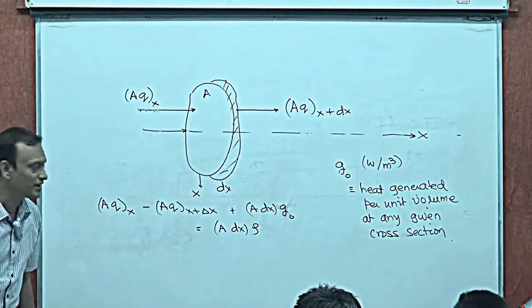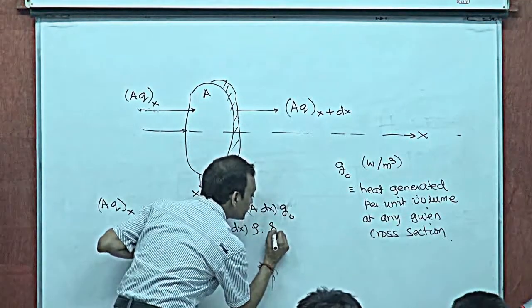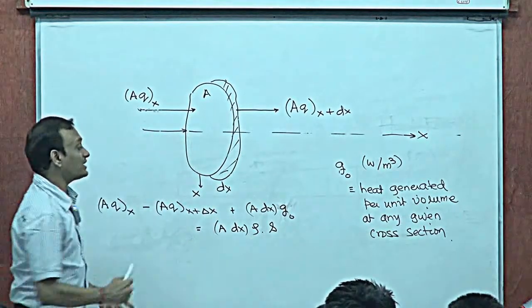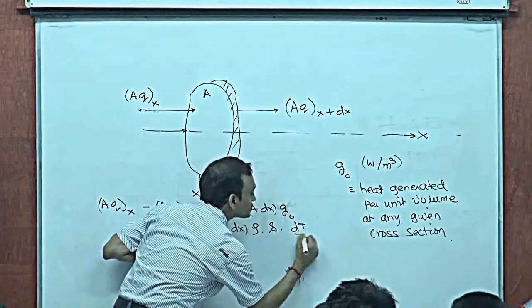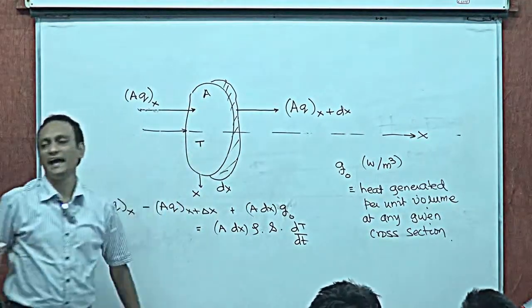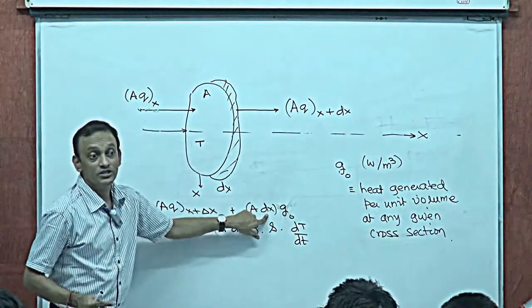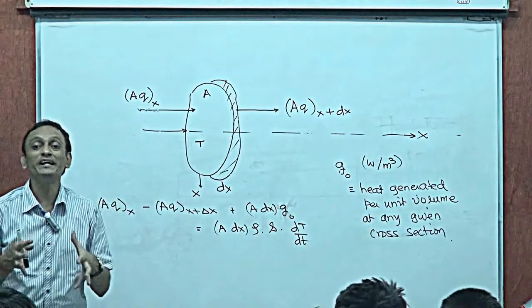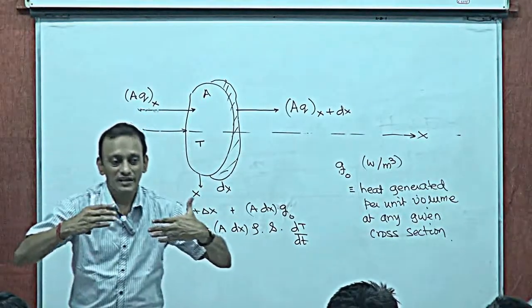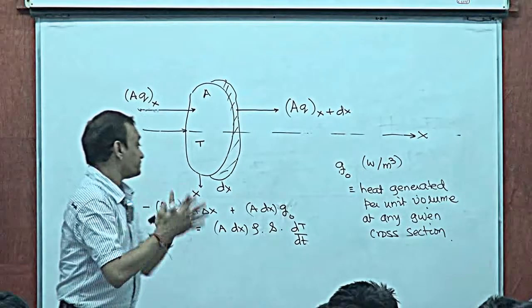A into dx into rho, that's the mass, into S, the specific heat of the material of which this is made, right? S is the specific heat, and into the rate at which temperature changes with time. T is the temperature at x. So this is the heat that is accumulating every second. These many watts, where does it go? It goes towards the increase of temperature of this thickness, right?